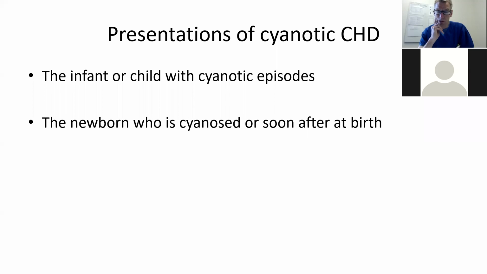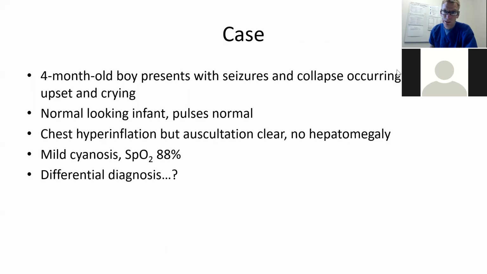A baby who's cyanosed at birth, often we think that baby must have birth asphyxia, but sometimes that is caused by cyanotic heart disease. And I'll explain the types of cyanotic heart disease that cause that presentation, a newborn baby who's cyanosed at the time of birth. The causes are a bit different to the older infant or a child who presents with cyanotic spells or cyanotic episodes. So they're the two common presentations of children with cyanotic heart disease. So let's go through a case first.